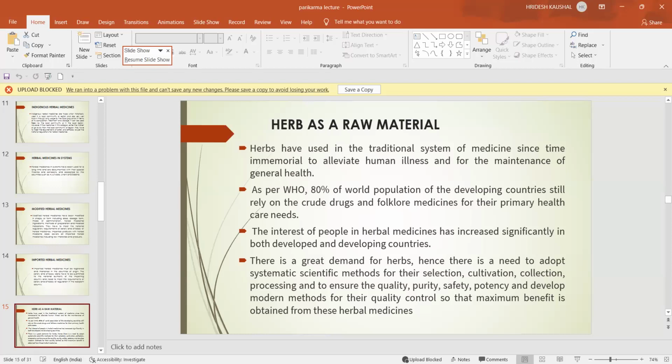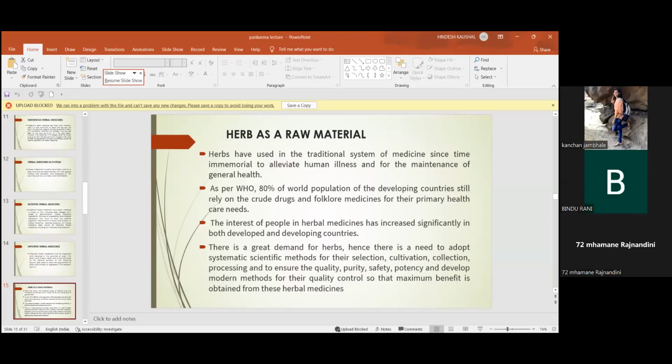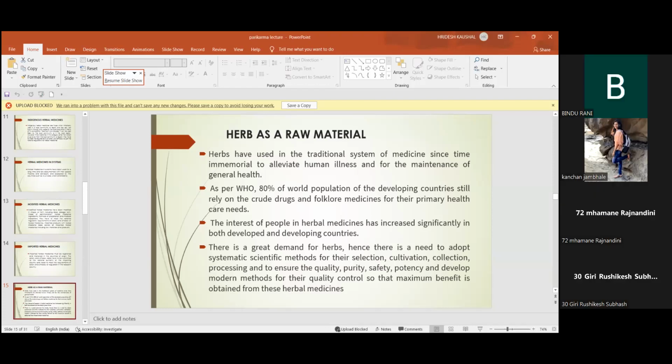Herbs have been used in traditional systems of medicine since time immemorial. We don't know for how long we have been using them. As per WHO, 80% of the world population use these herbs for primary healthcare needs, as well as for the preparation of various herbal medicines. The interest of people in herbal medicines has increased significantly in both developed and developing countries. There is a great demand for the herbs.